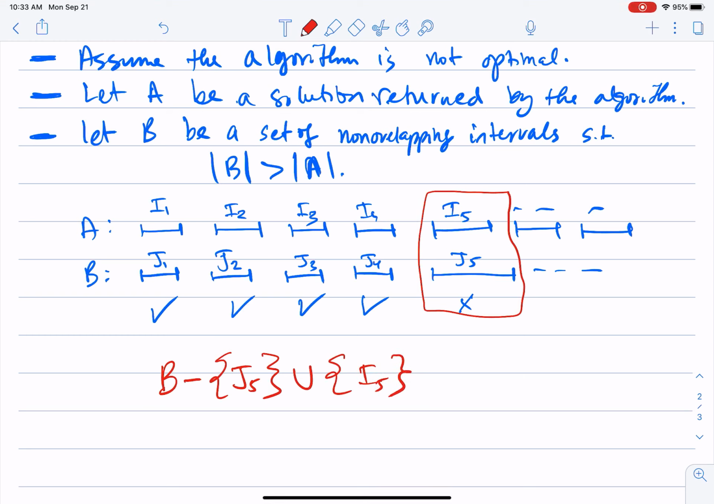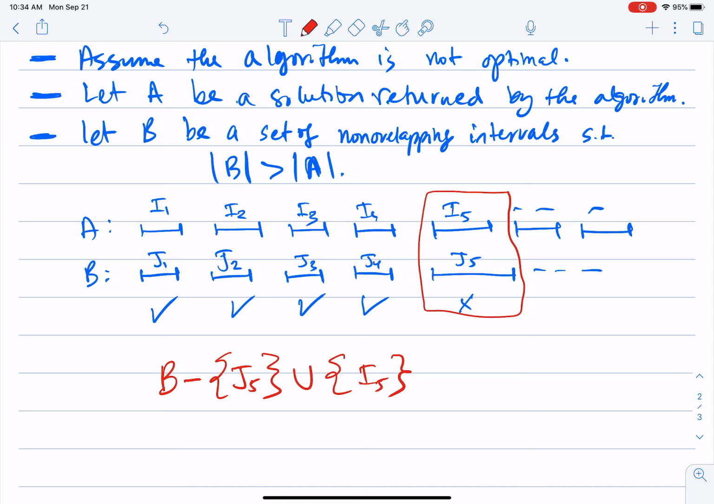Now, I know that I5 is compatible with I1 through I4. And since J1 all the way to J4 are compatible, I5 is also compatible with J1 to J4. So if I replace J5 by I5, then I have a set of intervals that are still compatible. So B is still a set of compatible intervals, and I haven't changed the size of B. I removed J5 from it and added I5 to it.